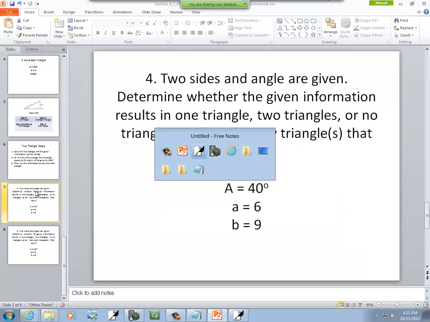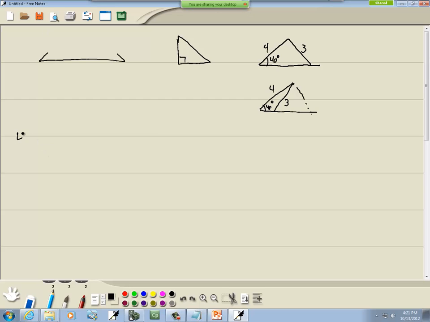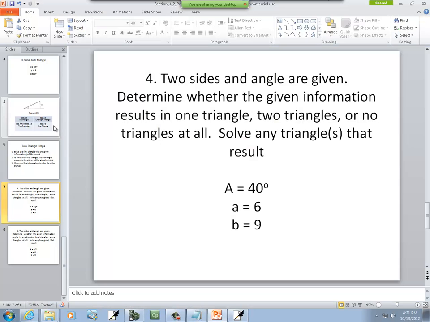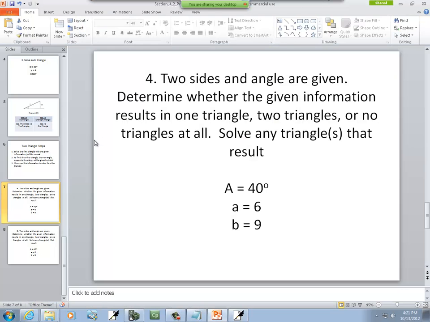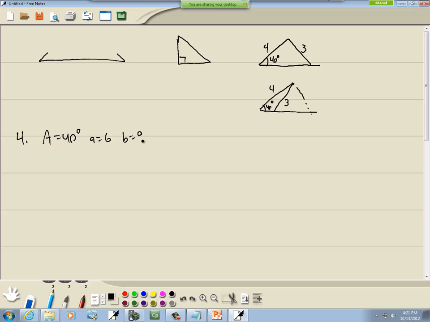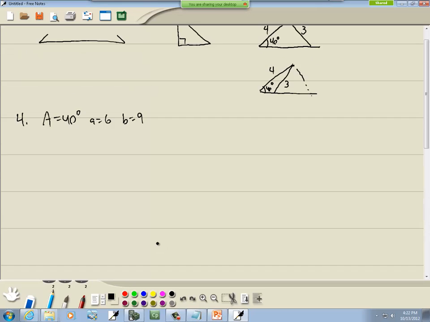Okay, so let's look at our problem. We've got two sides and an angle given. Determine whether the given information results in one triangle, two triangles, or no triangles at all. Solve any triangular result. So we got capital A is equal to 40 degrees, little a is 6, and little b is 9. Yeah, let's kind of draw this picture. Kind of get an idea for it. And I'm not sure if I have enough room for this problem, but yeah, probably enough.